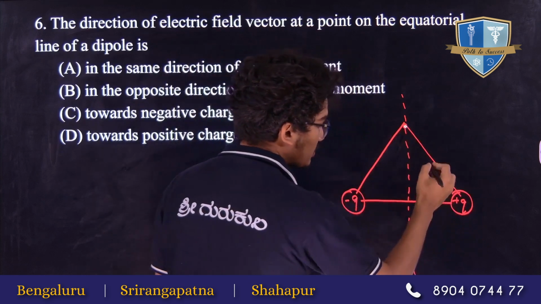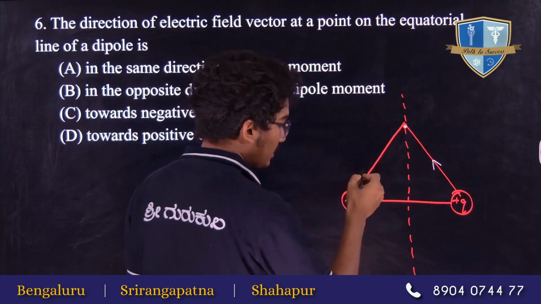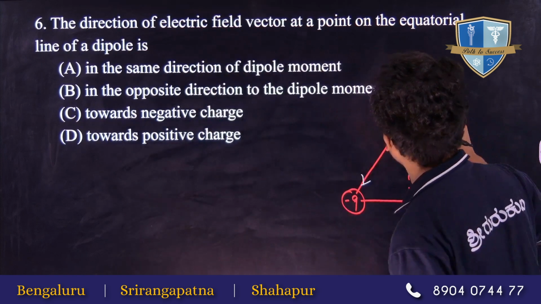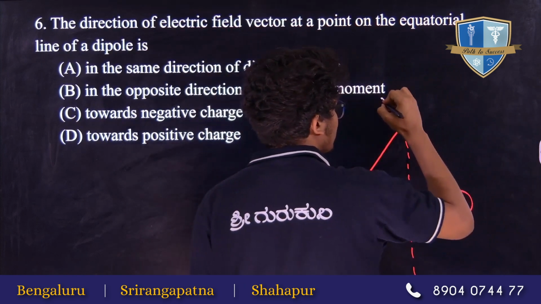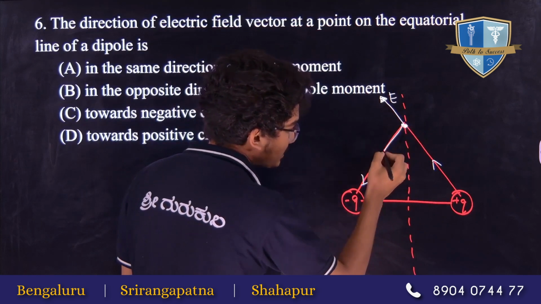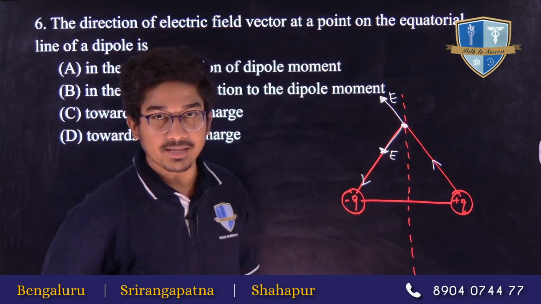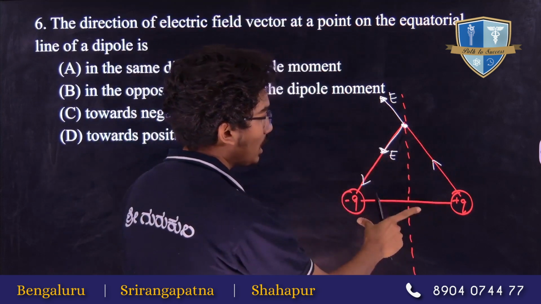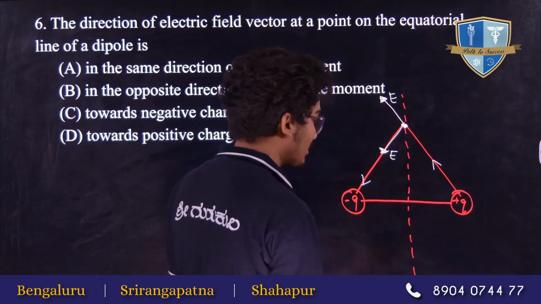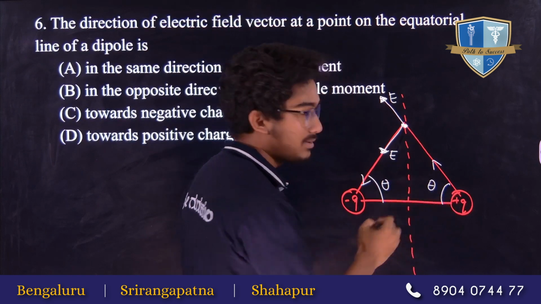So electric field from positive q charge will be in this direction, and for negative charge will be in this direction. So at this point, due to positive q charge, the electric field will be something like this, E, and for a negative charge will be in this direction, same amount E, correct? Because the quantity of charge is same and the distance is same. If it's an equatorial line, then this will be an isosceles triangle. If it is an isosceles triangle, these two angles will be equal and these two angles will be equal. So let's suppose this angle is theta, so this angle will also be theta, correct?